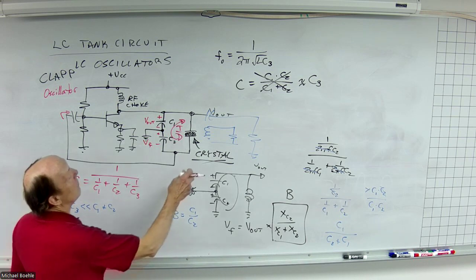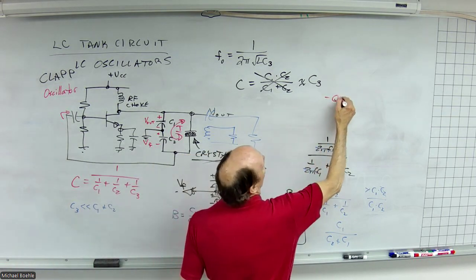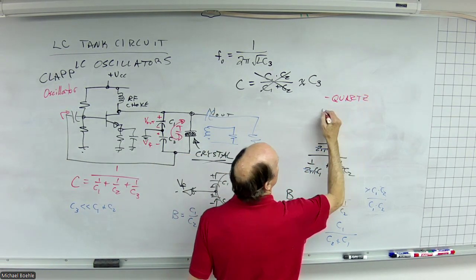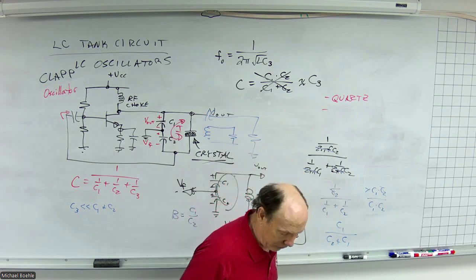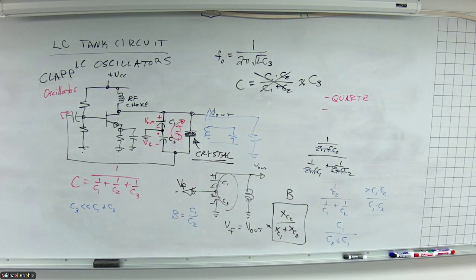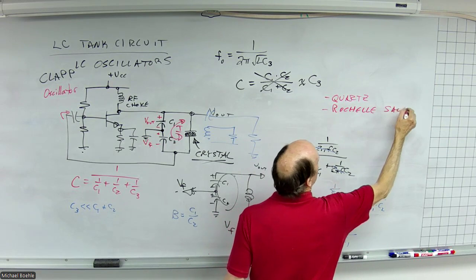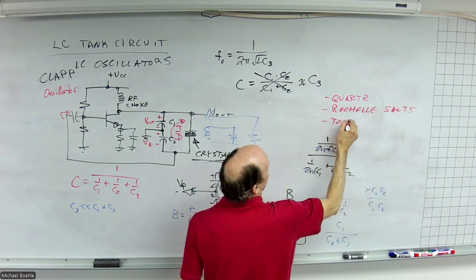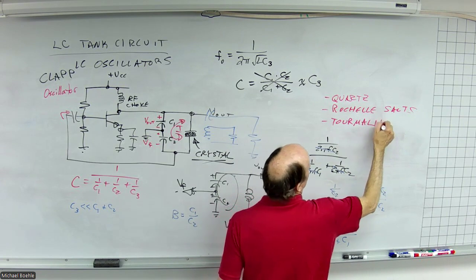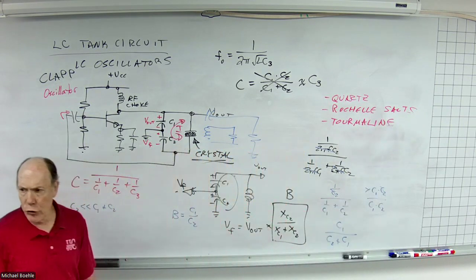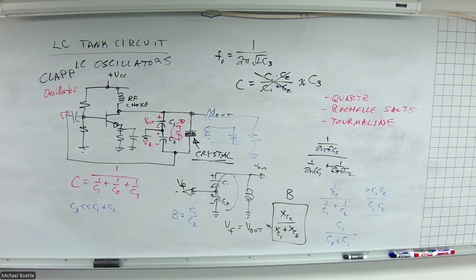Typical crystal materials: quartz. Well, it's been too long. Got it. What do we got? Quartz. Rochelle salts. One finally came to me. Salt. And tourmaline. These are typically used crystals. The most common one you probably hear about is quartz.